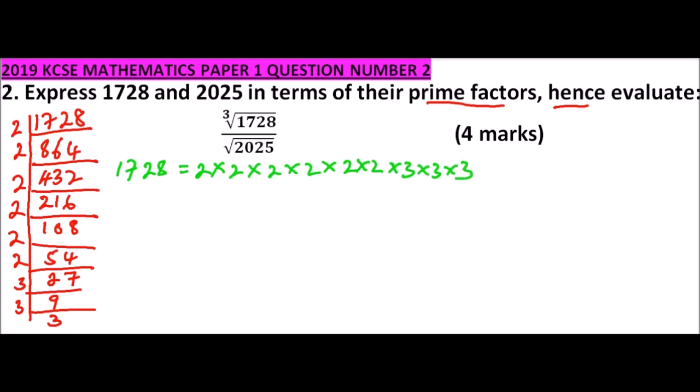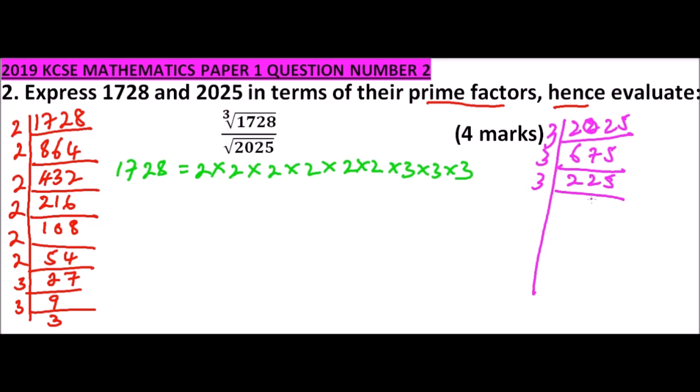Then we are going to get the prime factors of 2025. You can use this part here and say this is 2025. It is not divisible by 2, so when you divide by 3, you should be able to get 675. You divide again by 3, you should be able to get 225. Divide again by 3, you should be able to get 75. Divide again by 3, you get 25. Then you divide by 5, you get 5.